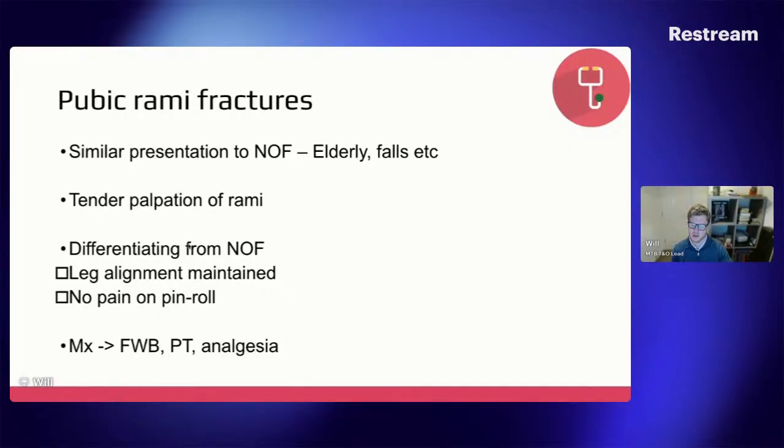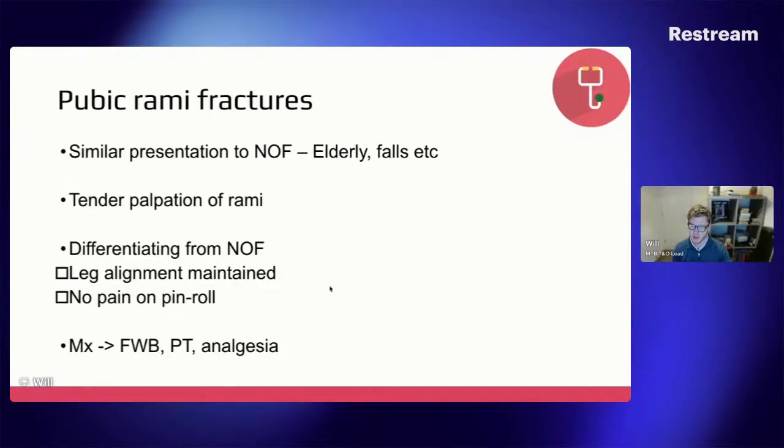Other ways to differentiate from a neck of femur fracture is that the leg alignment is maintained. So as we said, in neck of femur fracture patients, you see that classic shortened externally rotated leg. In a pubic rami fracture, the heels will sit at the same point on the bed, and the feet will be pointing roughly in the same direction. Additionally, because there's no issue with the hip joint itself, there's no pain on log rolling the leg, as we said, asking the patient to relax and rolling that leg back and forward.